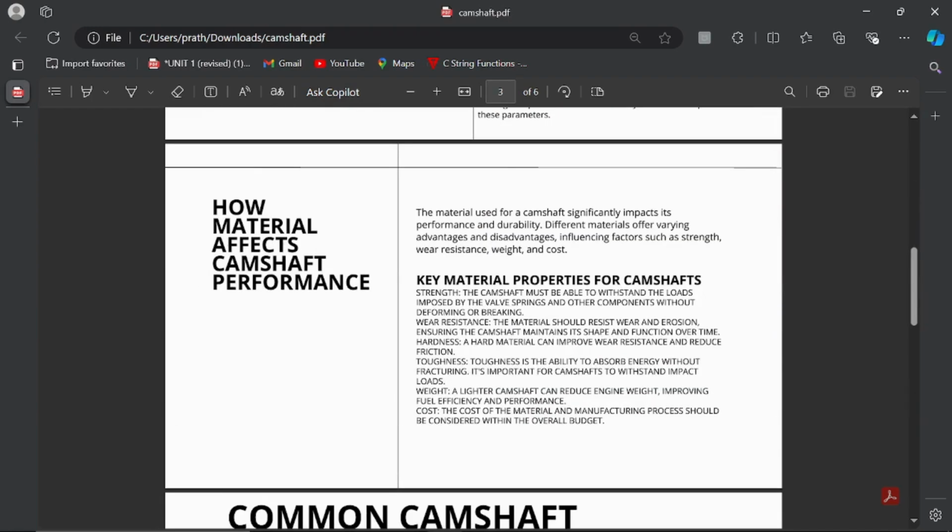So, how does material affect camshaft performance? The material used for camshaft significantly impacts its performance and durability. Different materials offer varying advantages and disadvantages, influencing factors such as strength, wear resistance, weight, and cost. These are the key material properties for camshaft. Strength. The camshaft must be able to withstand the loads imposed by the valve springs and other components without deforming or breaking. Then weight also plays a huge role in improving the efficiency of the camshaft. A lighter camshaft can reduce the engine weight, improving fuel efficiency and performance.